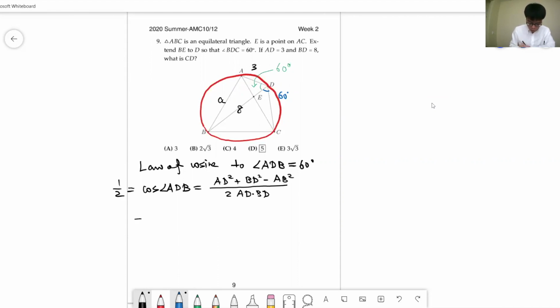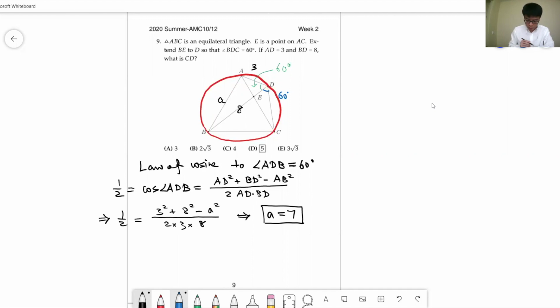We have AD is 3, so 3 squared, BD is 8, so 8 squared, minus AB, so minus A squared, divided by twice AD times BD, which is 3 times 8. From here, we can solve for A. We can solve A equals 7. That's the side length. This equals 1/2, right?